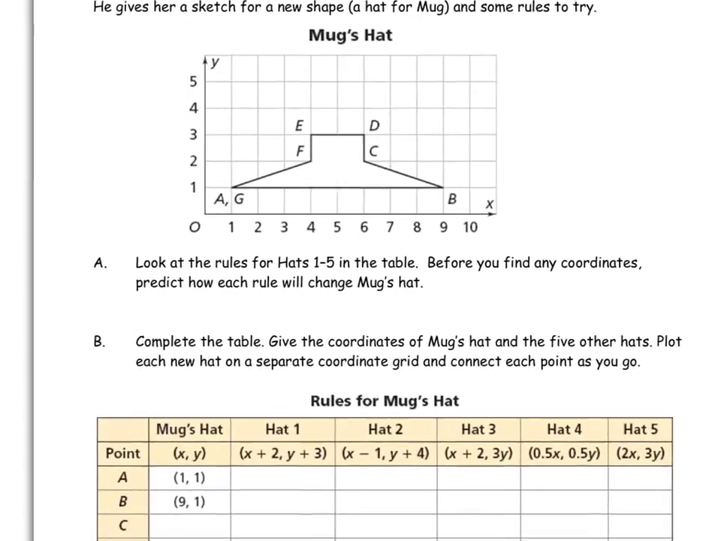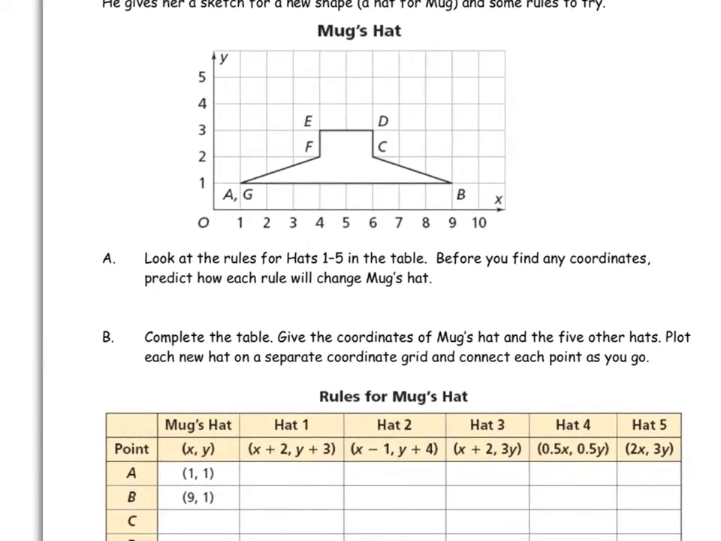So let's look at part A. Look at the rules for hats 1 through 5 in the table. Before you find any coordinates, predict how each rule would change Mug's hat. So we need to look down here at the rules for Mug's hat.